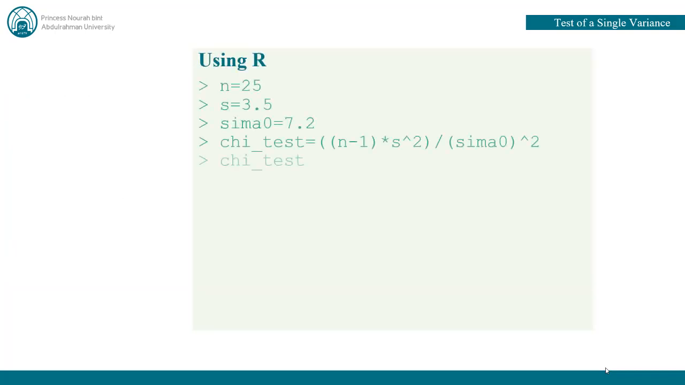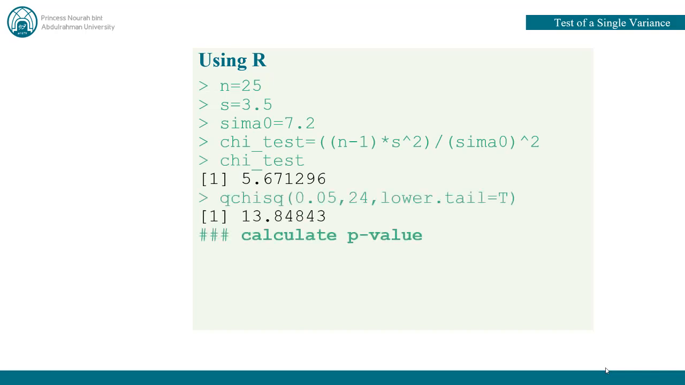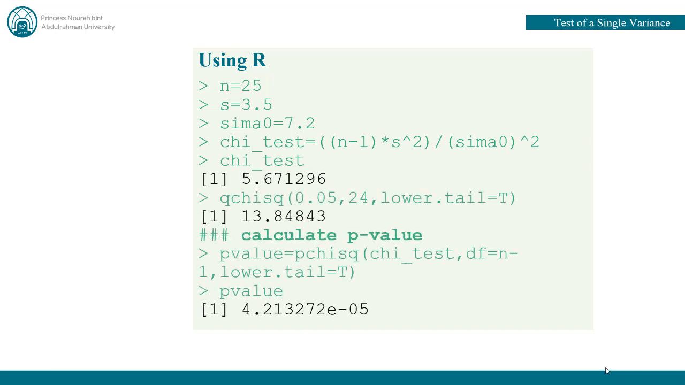Now we will apply that example in R. The software R can be used to calculate this example without doing it by hand. So we have the data in this question: n is equal to 25, the sample size is 25, s, the standard deviation for the sample, is 3.5, and sigma is 7.2. Now we want to calculate chi-square.